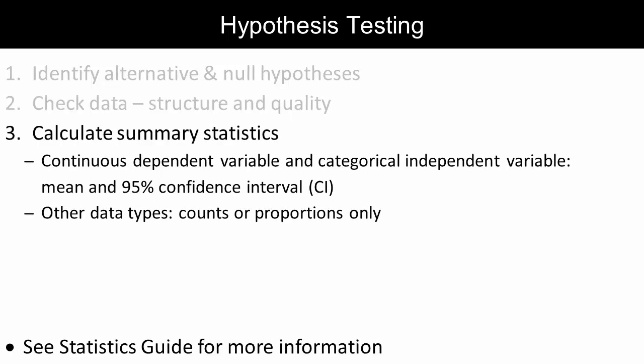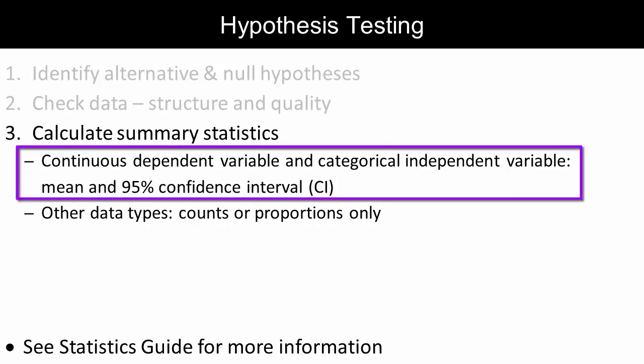Next, we calculate summary statistics. The summary statistics we use depend on the variables we're dealing with. We established that our independent variable is categorical and the dependent variable is continuous, at least from a practical standpoint. For that scenario, the summary statistics we want will be the mean and 95% confidence interval, which you can see how to calculate in your statistics guide as well as future videos. These are the most common summary statistics we'll use, but we'll show you other scenarios as they arise.